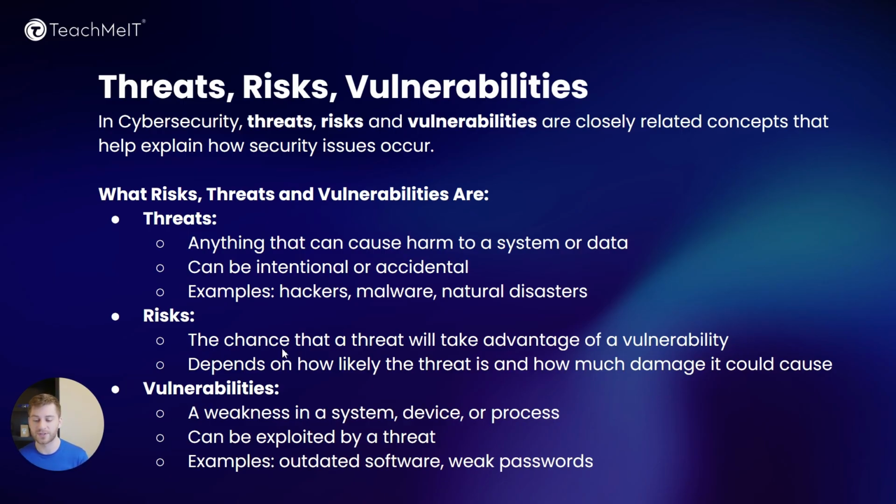In this case, risks depend on how likely the threat is and how much damage it could cause. But additionally, risks can be realized or unrealized. And risks are generally not saying something has occurred, but that there's a risk of something occurring or potentially occurring. Lastly, we have vulnerabilities, and this is just a weakness in a system, device, or process. It can be exploited by a threat, and some examples are outdated software and weak passwords.